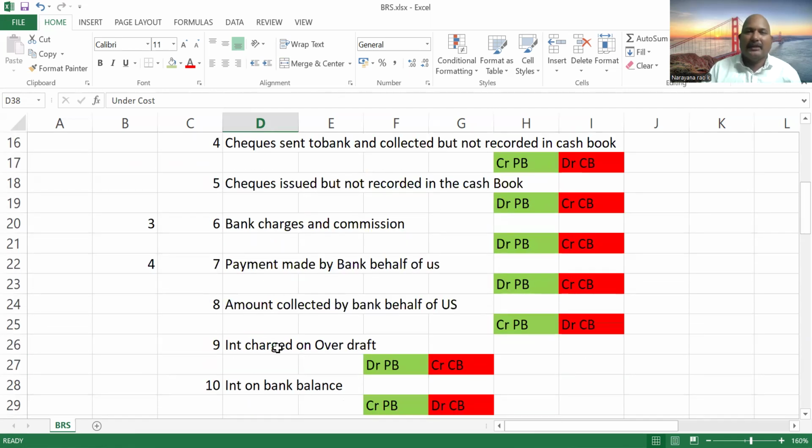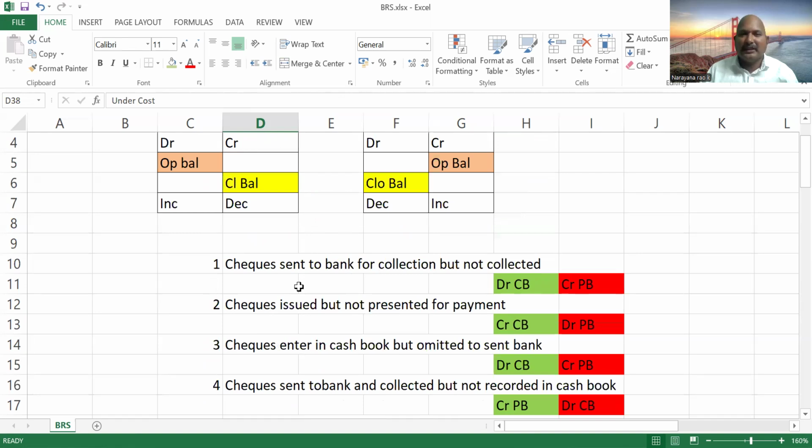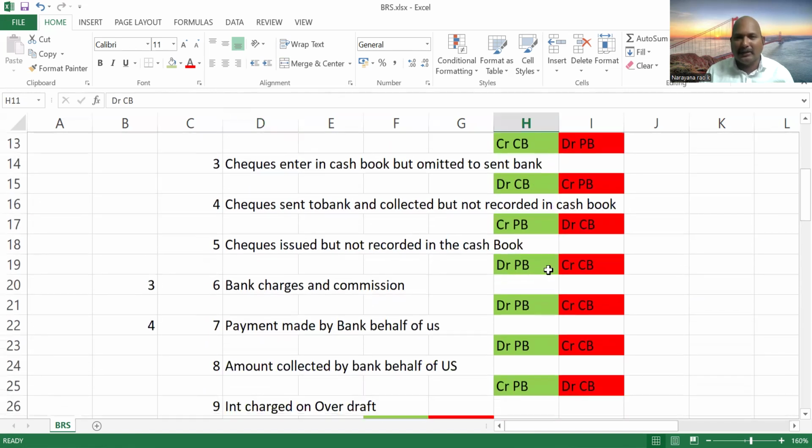That means, for example, in the first point, check sent to bank for collection but not collected. There is a debit side of the cash book. Whenever you do the problem, where it appeared, we want to know this mistake or whatever it may be. Check sent to bank for collection appears on the debit side of the cash book. Like this, you want to learn all the points.